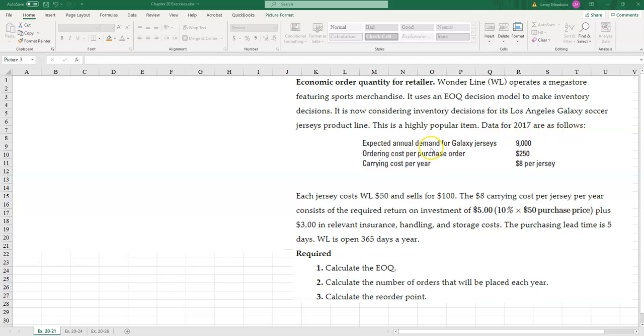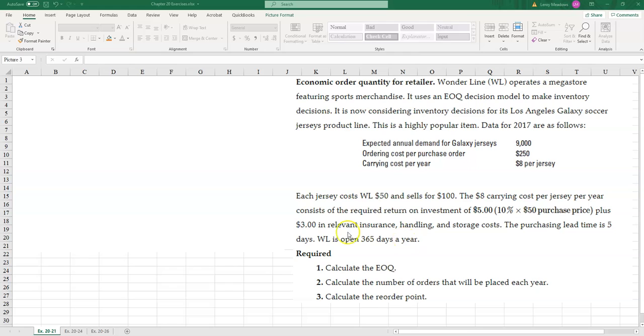We have expected annual demand of Galaxy jerseys, 9,000. Ordering cost per purchase order, $250. Carrying cost per year, $8 per jersey. Each jersey costs Wonderline $50 and sells for $100. The $8 carrying cost per jersey per year consists of the required return on investment of $5, which is 10% of the purchase price, plus $3 in relevant insurance, handling, and storage costs.